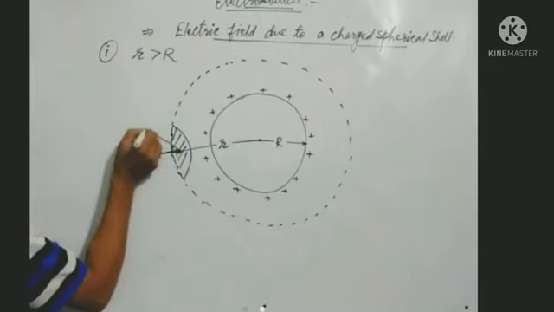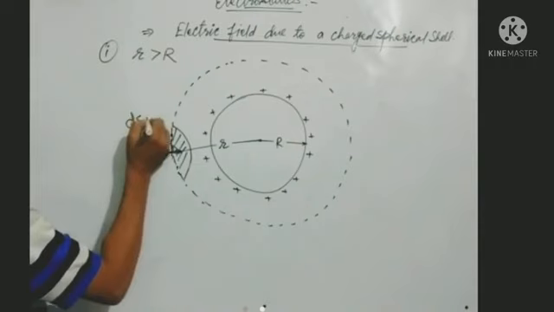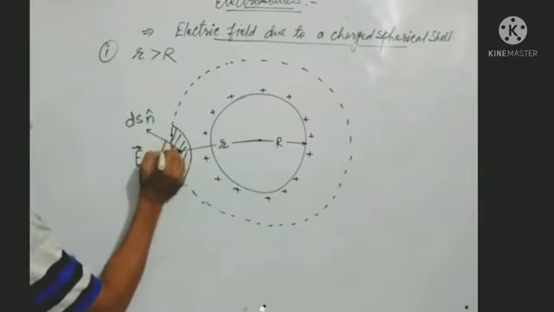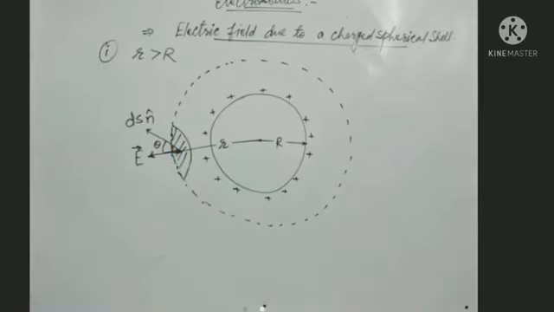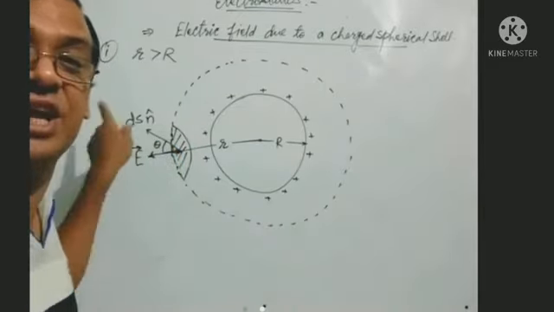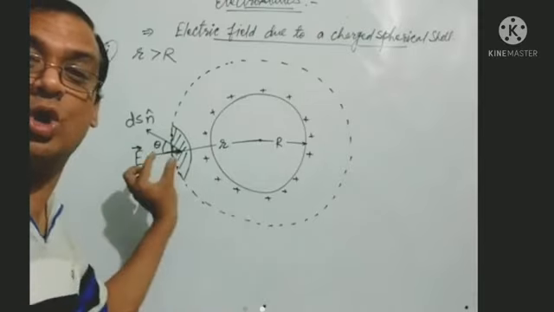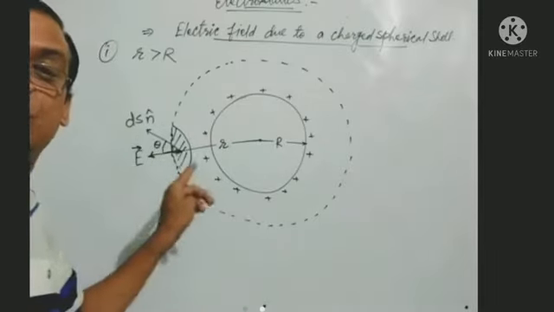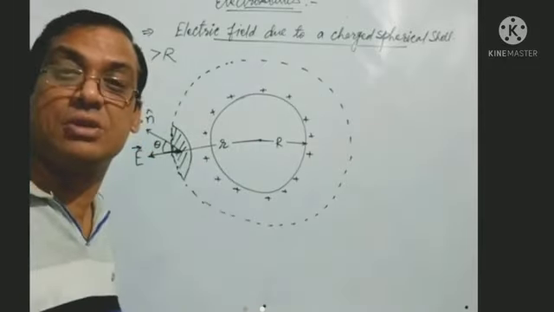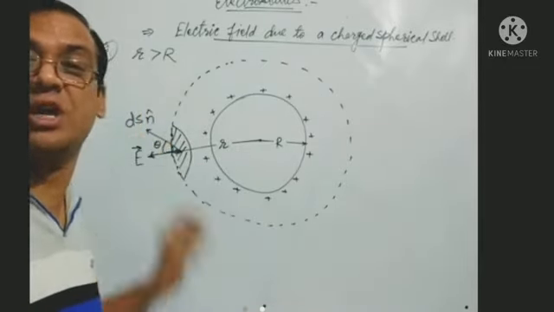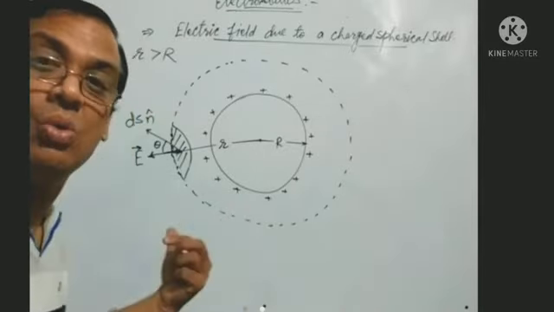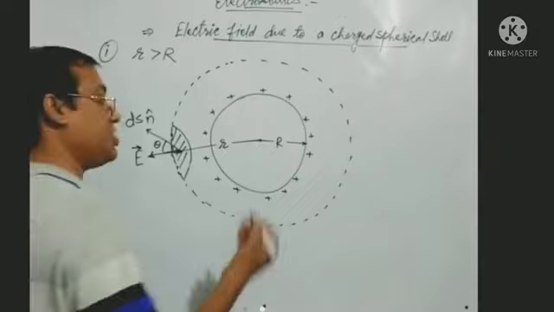This is the small area vector, students, and that is theta. If it is theta, which is the angle between E and ds, this is a small Gaussian surface element, and we have to find out the flux through the entire Gaussian surface, although we have taken a smallest part. So it is nothing but an integral calculus method. Let us see how it is taken into consideration.